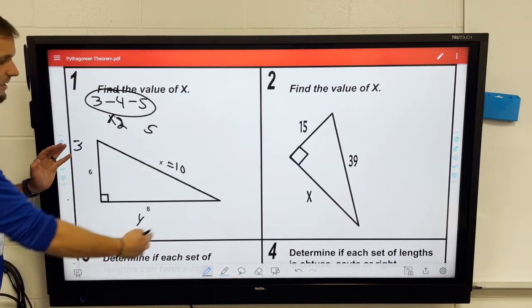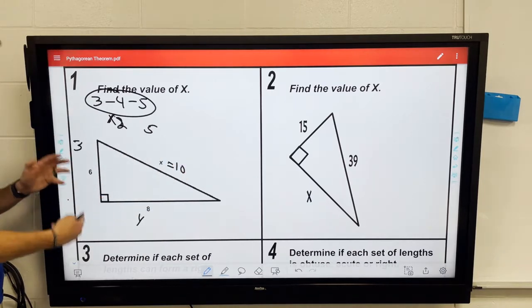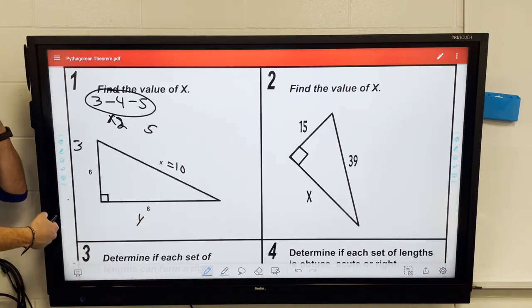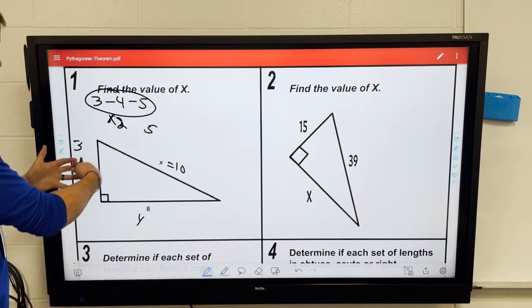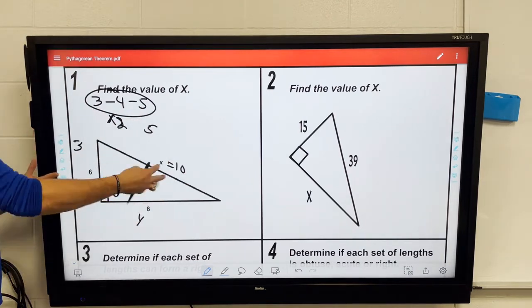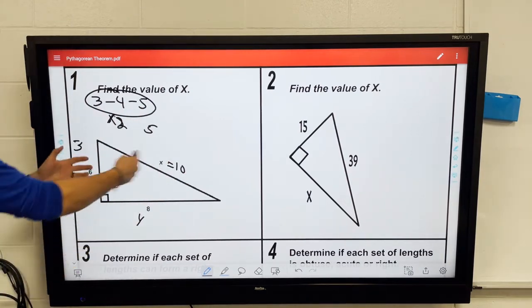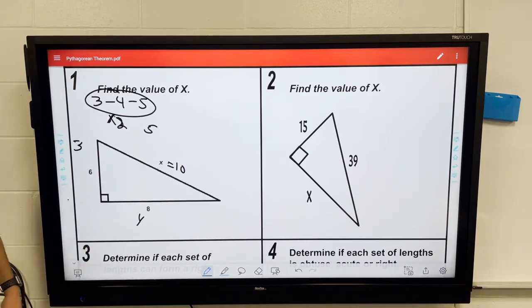So that's a way that you can use a Pythagorean triple. If you can recognize that pattern and see it's just the 3, 4, 5 scaled up by that much, I don't have to use the Pythagorean theorem. I can just use a shortcut and find that it equals 10 there, okay? Let's do it on our next one.